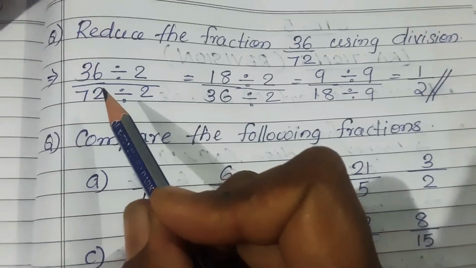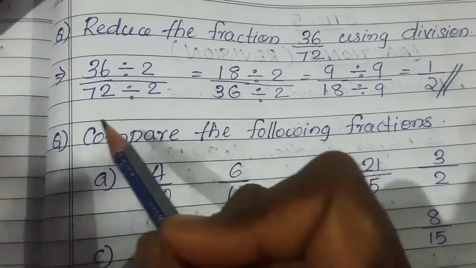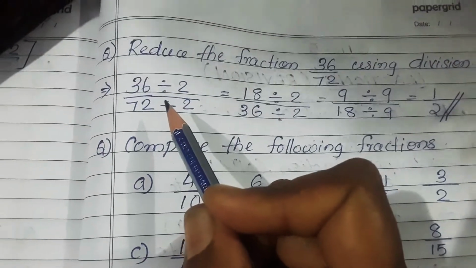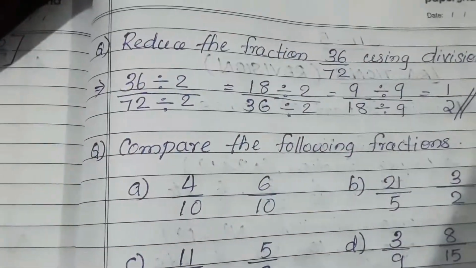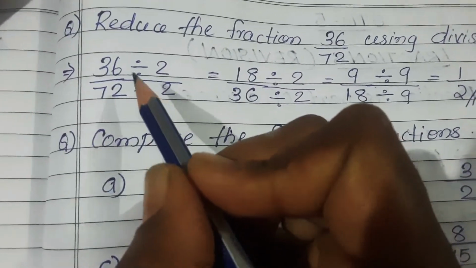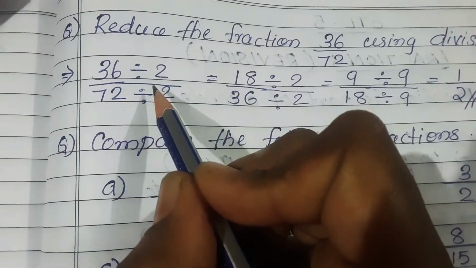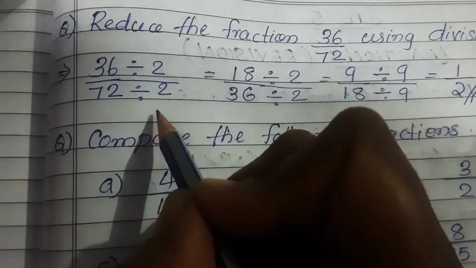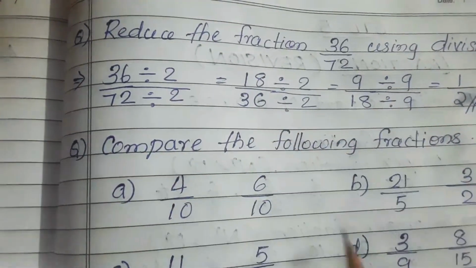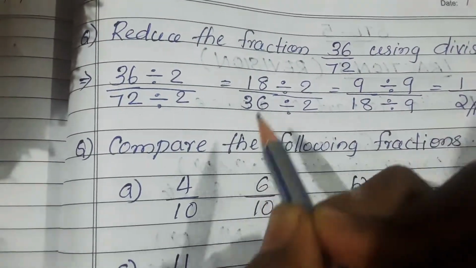Now, here you have to check which number we can use to divide both 36 and 72. You can see 36 and 72 both are even numbers, isn't it? So you can divide these numbers by 2, right? So 36 divided by 2 and 72 divided by 2. And one thing you have to remember, use the same number to divide both numerator and denominator. So 36 divided by 2 is 18 and 72 divided by 2 is 36.